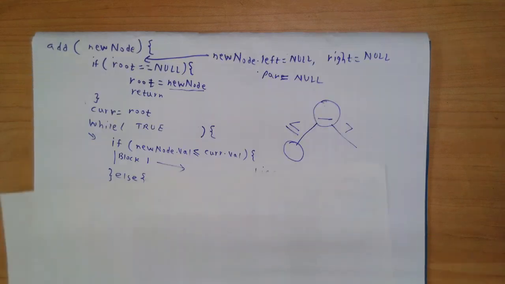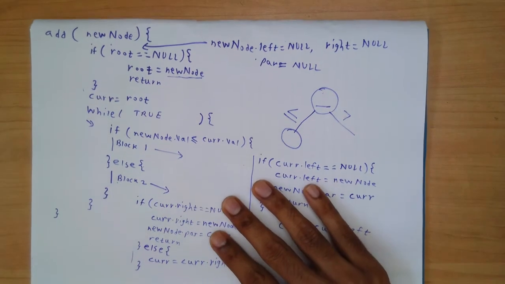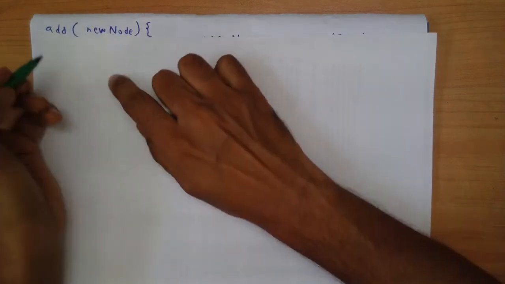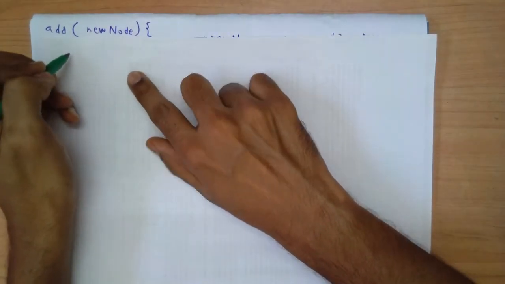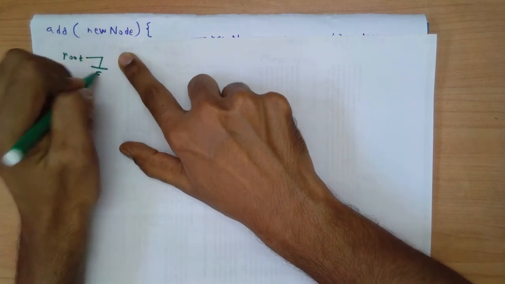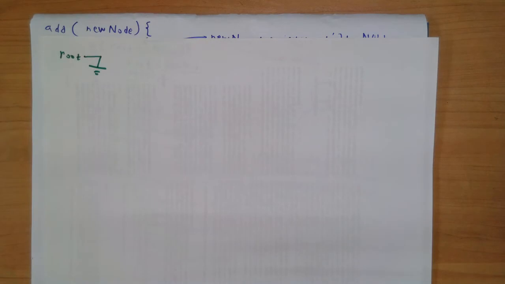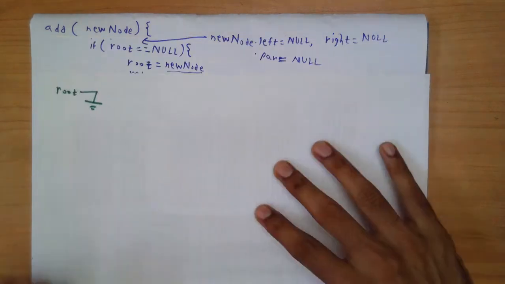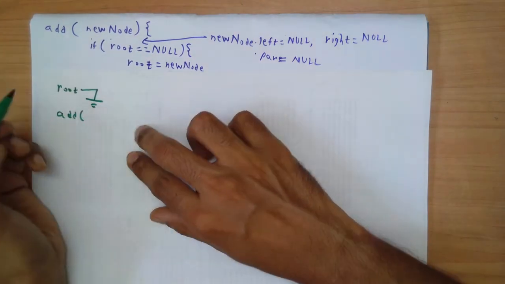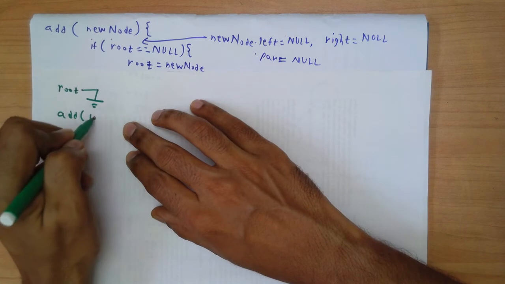Now let's see an example where we insert new nodes in our binary search tree using our add method. So let's start with a binary search tree which is empty. I have a root and this root is null. That's my empty binary search tree that I have created afresh. And now I add, say, the number 10.